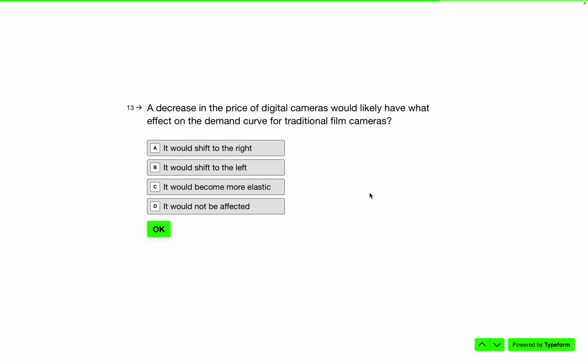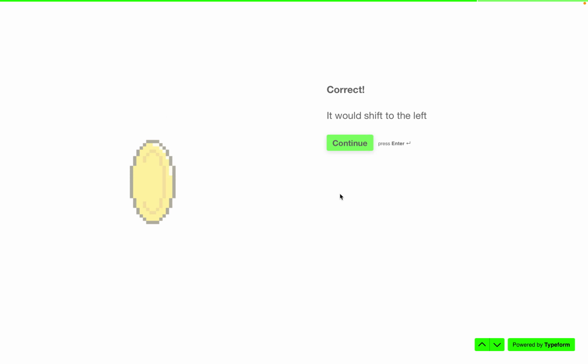Okay. A decrease in the price of digital cameras, wow, very 2004, would likely have what effect on the demand curve for traditional film cameras? Well, if digital cameras become more attractive because they're lower in price, that's going to mean traditional film cameras are less attractive. So their demand curve will shift left, it will shift inwards.